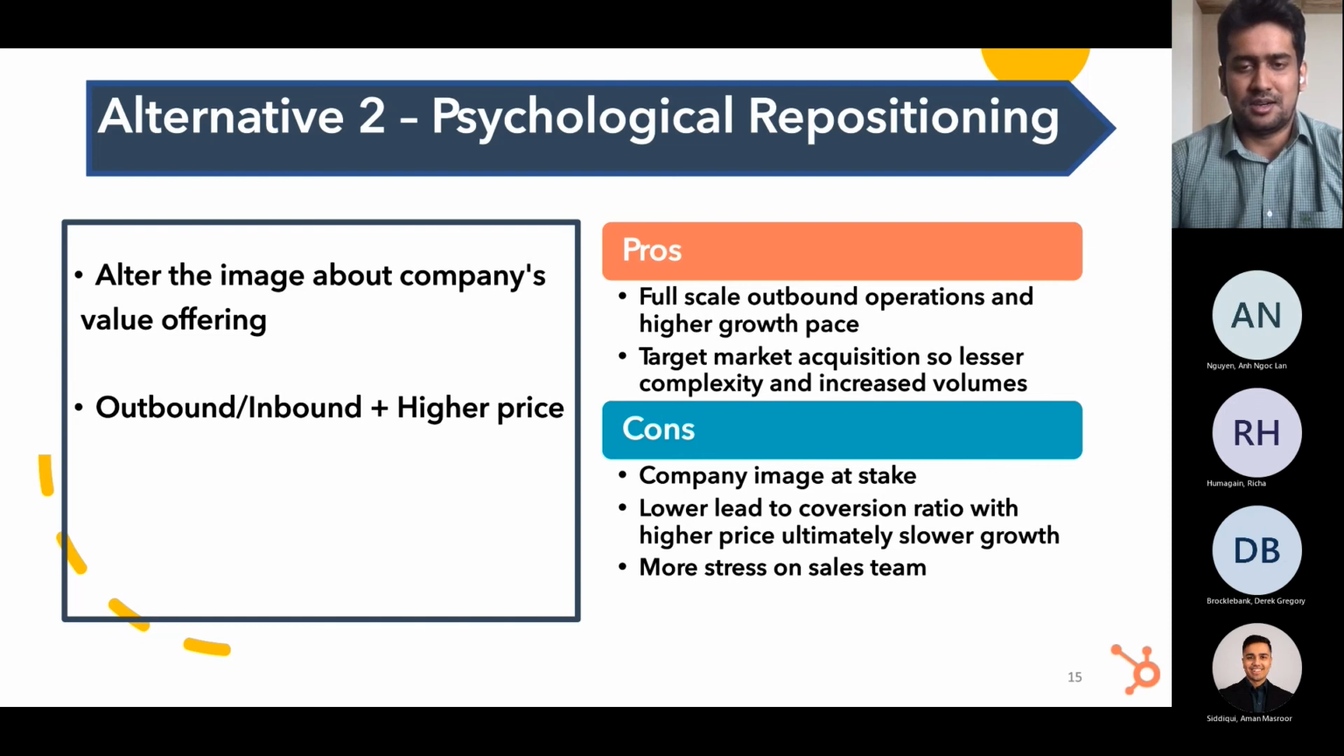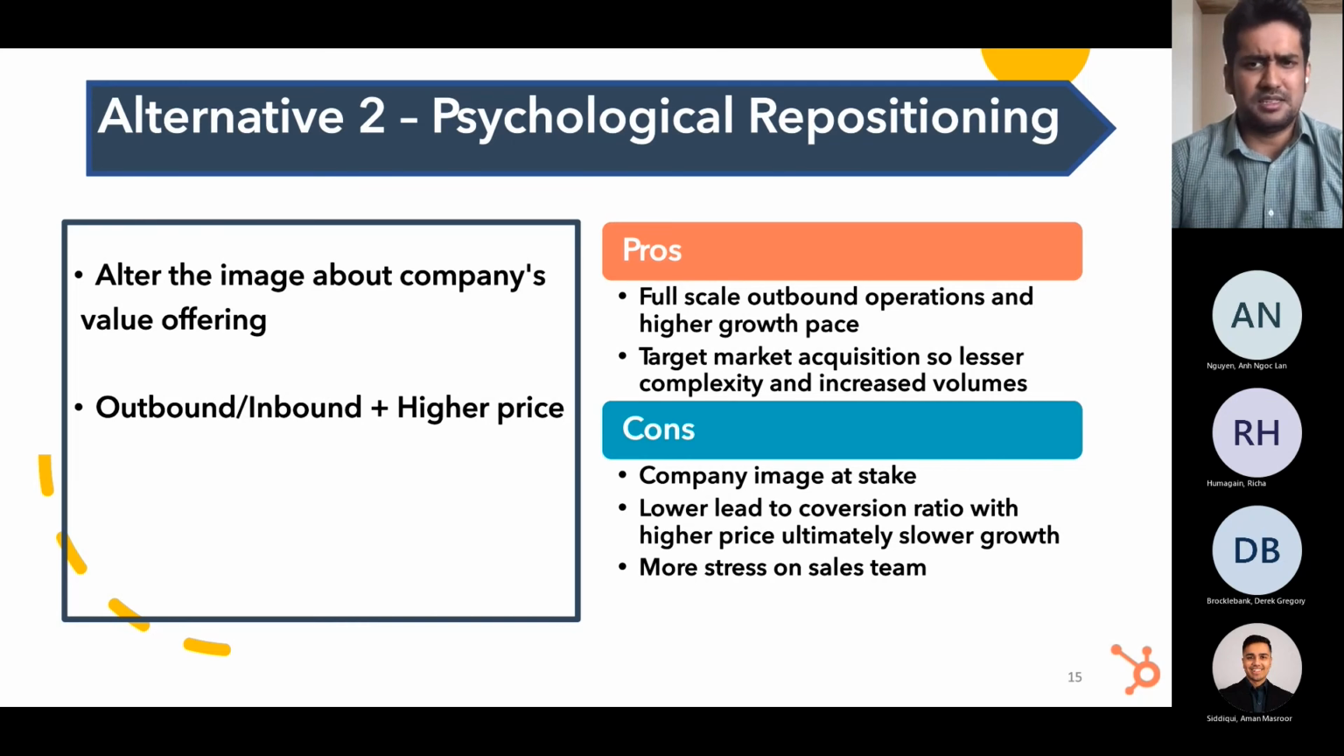The cons of doing this plan, of course, the company's image can take a huge hit. Since we started out with inbound marketing and then we almost criticize outbound marketing methods, changing our goalposts at this moment can confuse our existing as well as potential customers.